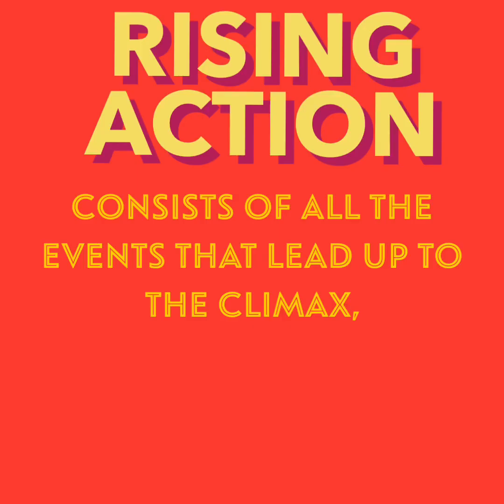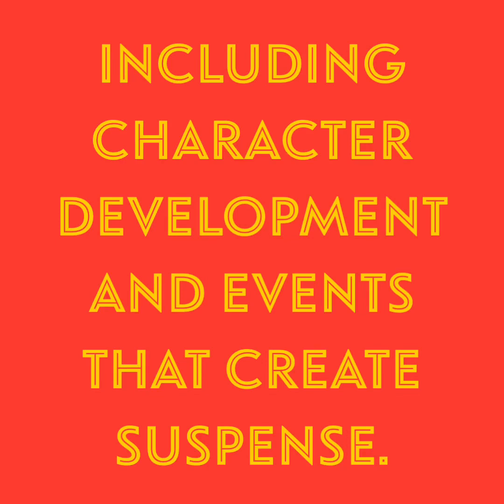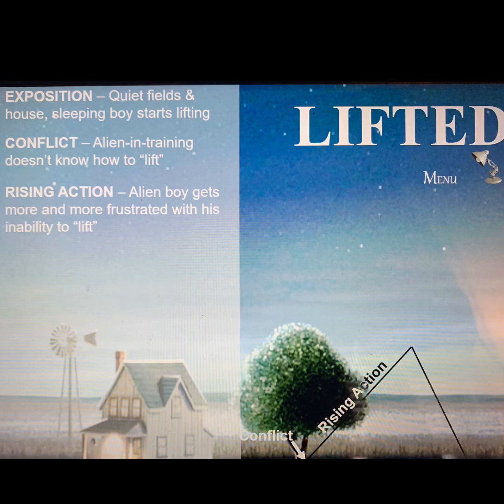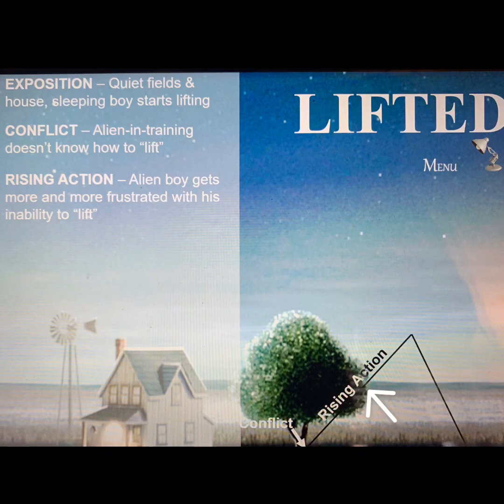The rising action consists of all the events that lead up to the climax, including character development and events that create suspense. At this point of the film, the alien boy begins to get more and more frustrated with his inability to lift the sleeping boy. You'll notice on the diagram that the rising action looks like it's climbing up towards the top of the diagram, which dates back to the definition of the rising action, how it's multiple events that lead to the climax.